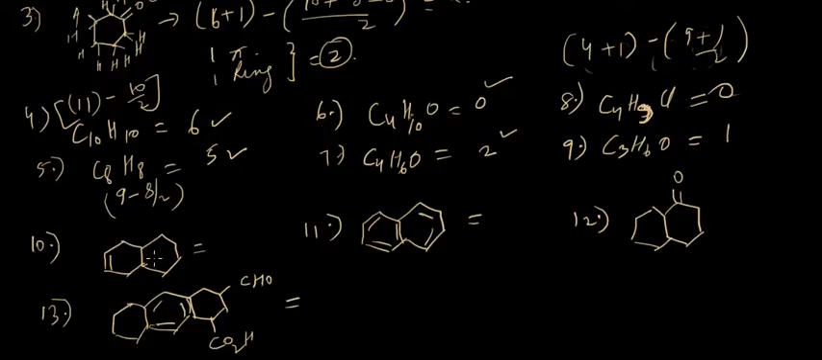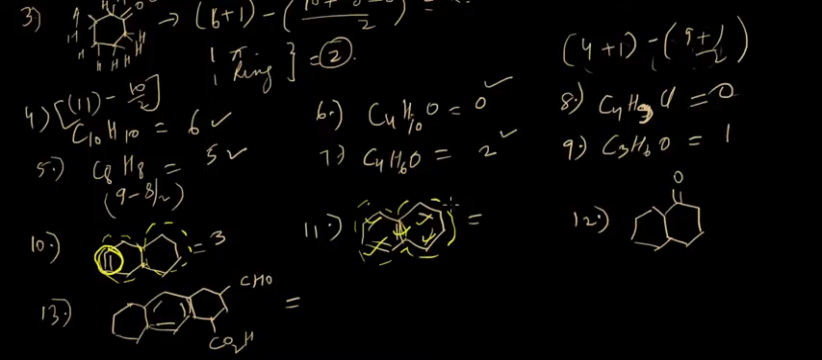DBE would be 3. Why? Because we have 2 rings over here, first ring, second ring, and a double bond. So the answer for this case is 3. For the next case, we have first ring, second ring, and 1 2 3 4 5 pi bonds. So 5 plus 2 rings, the answer would be 7. For this case, I think first ring, second ring, and third double bond, the answer would be 3.